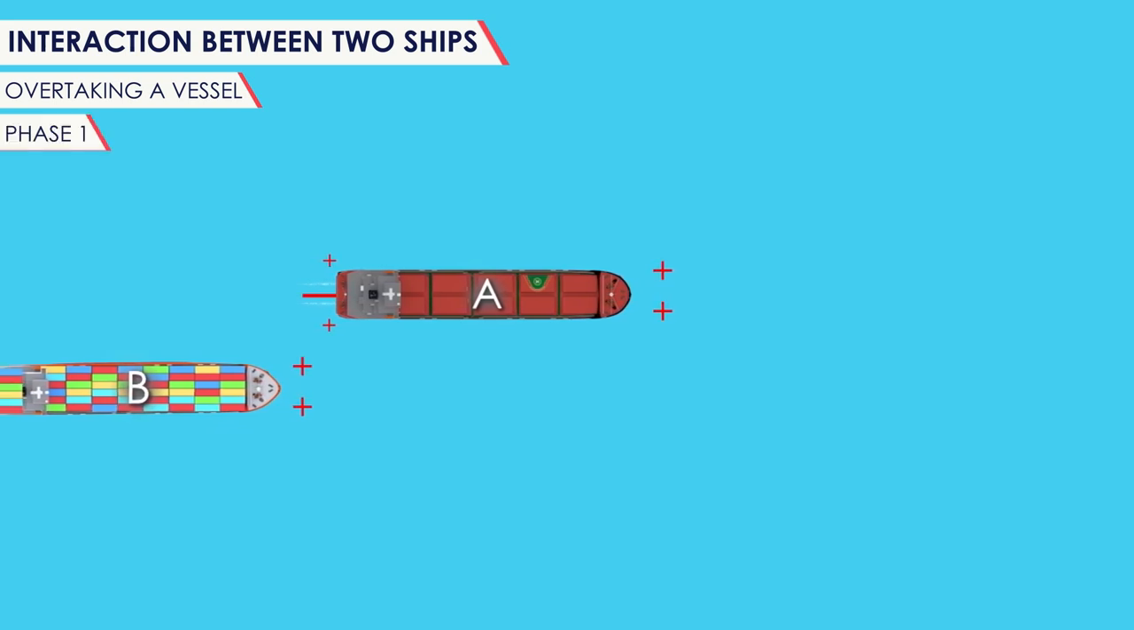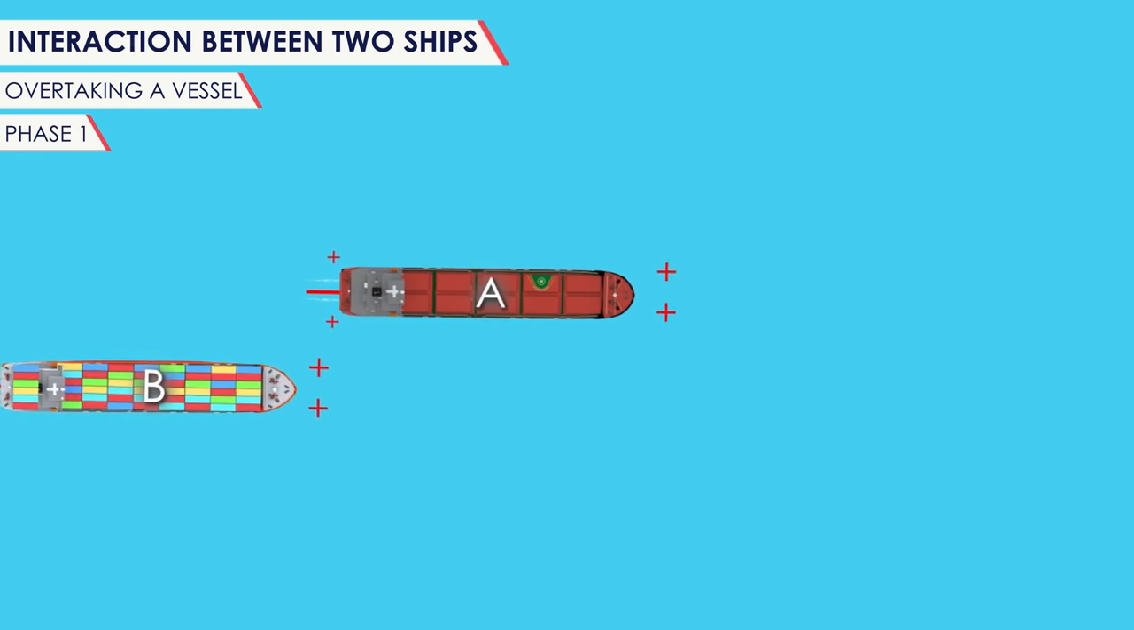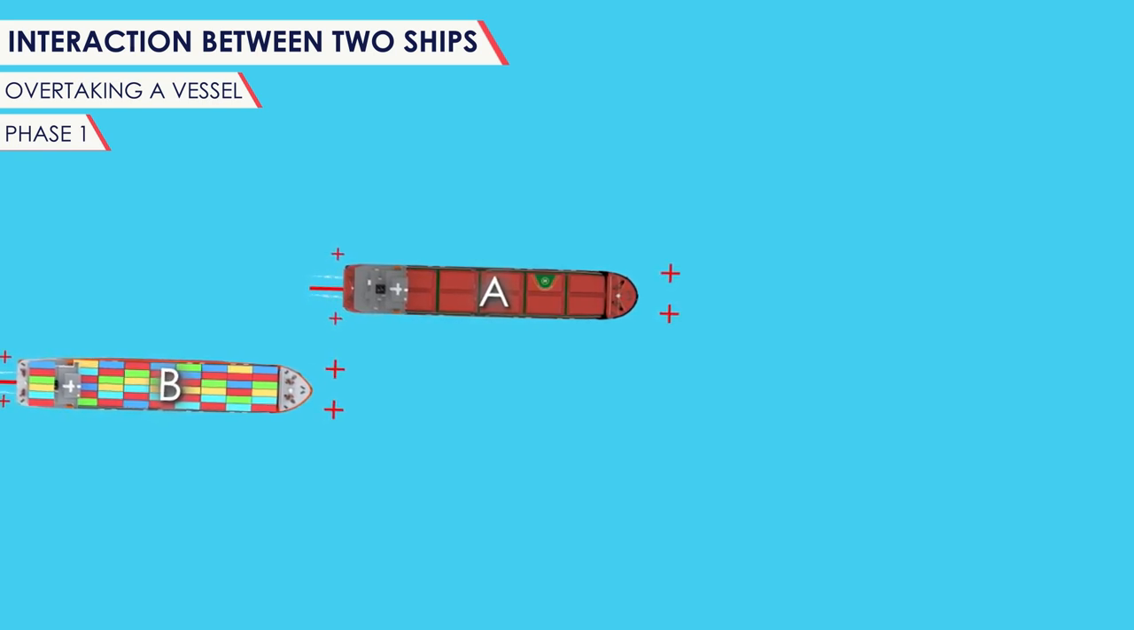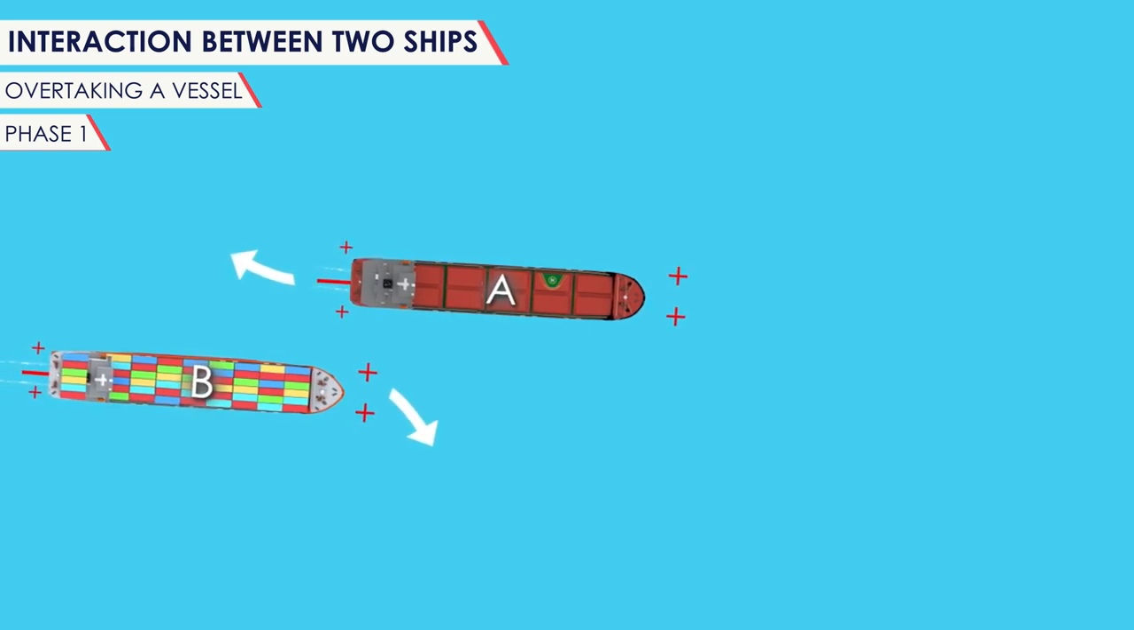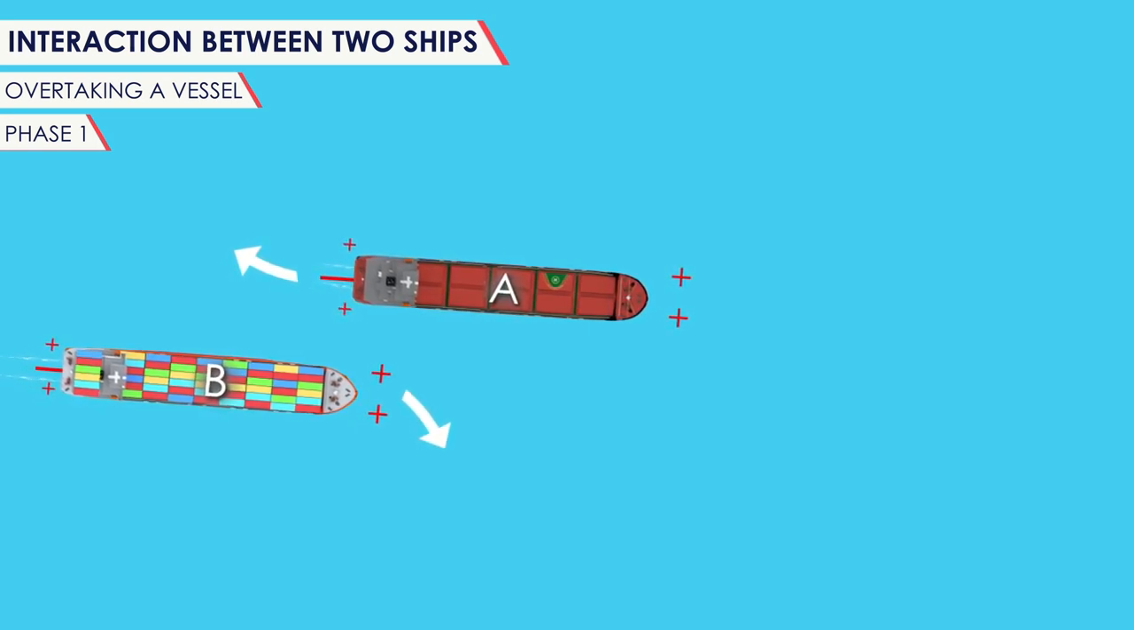In phase 1, the high pressure regions at the bow of overtaking ship B cause the ships to repel each other initially. So pressure built up at the bow of the overtaking vessel can cause the other vessel to turn across the bow if uncorrected. Vessel being overtaken, that is ship A, must take corrective action. In this case, port helm to neutralize the swing.